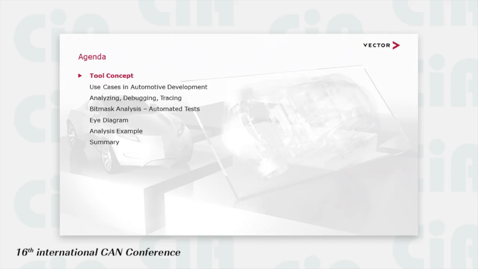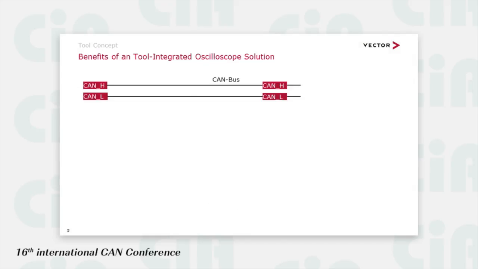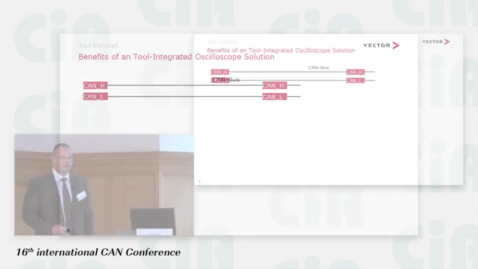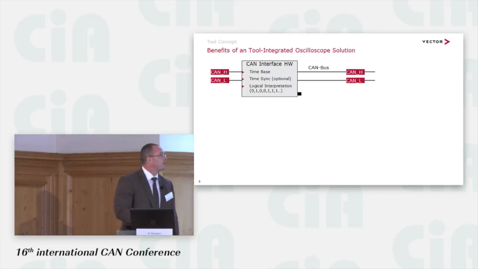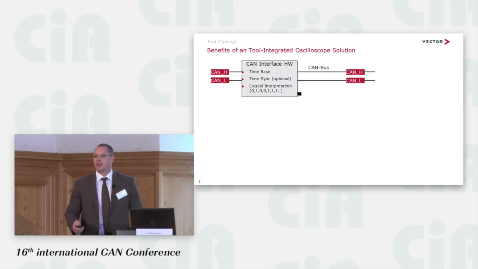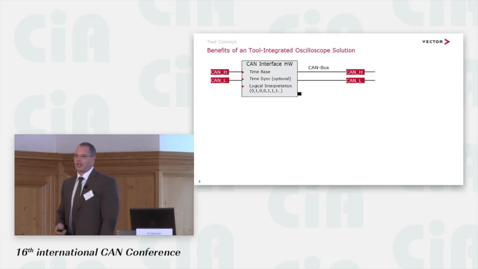First of all, I want to explain the tool concept, starting with a part of a CAN bus. You see the CAN bus with the signals CAN high and low, and to get some traffic on the bus and send and receive messages, you need a network interface. The network interface has its own time base, optionally a time synchronization port, and interprets the data according to the protocol specification.